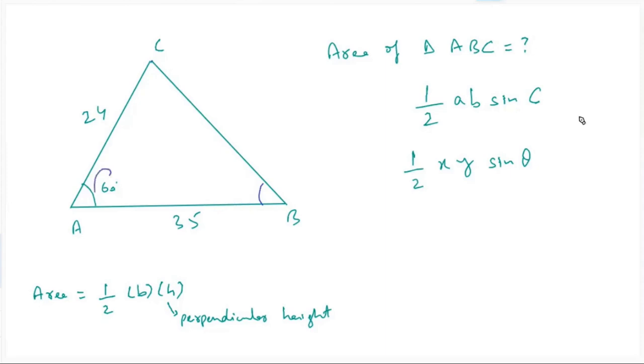ये उसने 60 दिया हुआ है. This is the angle between those two sides. 35 और 24 के दरमियान वाला एंगल 60 है. इस तरह के केसेस के अंदर हम क्या कर सकते हैं? Use this formula, half XY or AB, ये हमारे पास दो साइड्स हैं, 24 into 35. And then sine of the angle between them, that is 60 degrees. That will be the area of this triangle. ठीक है, इस तरह एक ट्रायंगल के एरिया फिगर आउट कर सकते हैं.